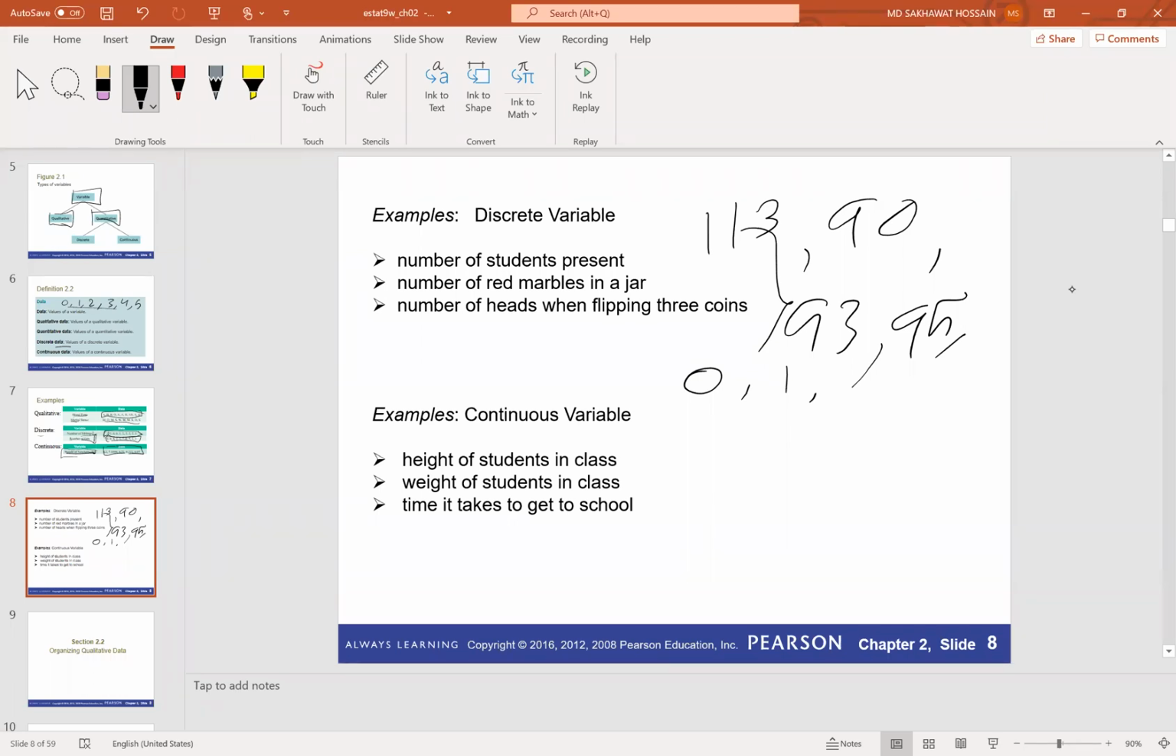Weight of students in the class. Weight also can take any number between a certain range, right? That means this is also a continuous variable, because we cannot list all the possible values corresponding to these variables. And time it takes to get to school. This is also continuous, because we cannot list all the possible values for the time to get to school, right? So that's why this is a continuous variable. So is the difference between continuous and discrete clear?